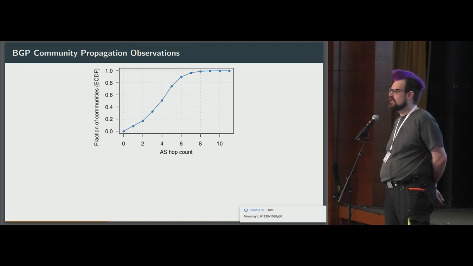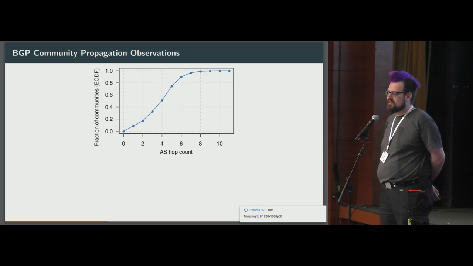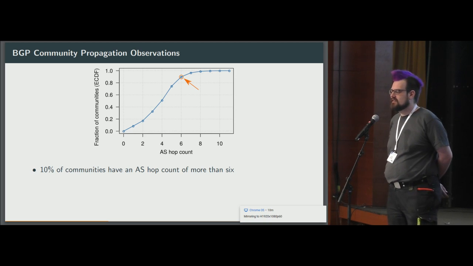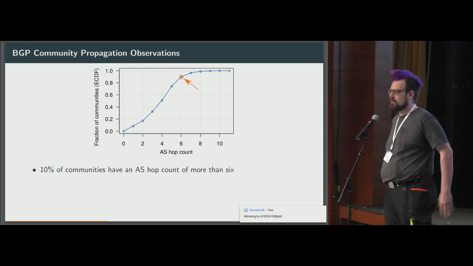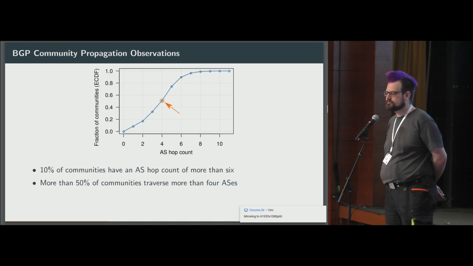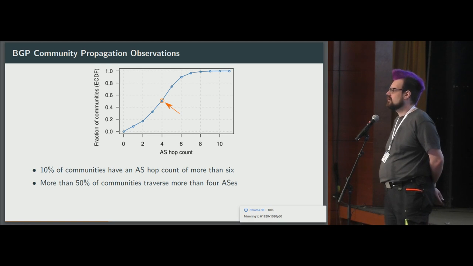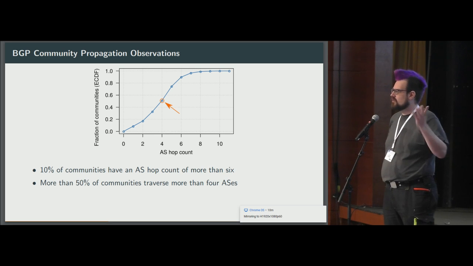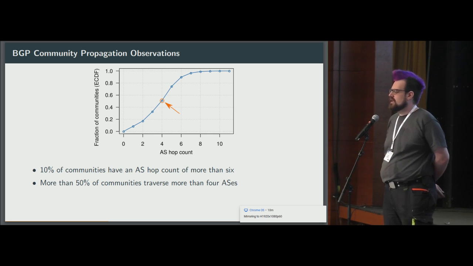So if we plot these values, which again is the lower bound of travel distances, we end up with this ECDF. On the x-axis you see the AS hop count, and we find that 10% of communities have an AS hop count of more than 6, so they traverse more than 6 different ASs from where we assume them to have been added. And more than 50% of communities still traverse more than 4 ASs, and if you compare this with the mean length of AS path that we have observed, which is around 4.5 or 4.7, this actually means it travels almost through the whole internet.